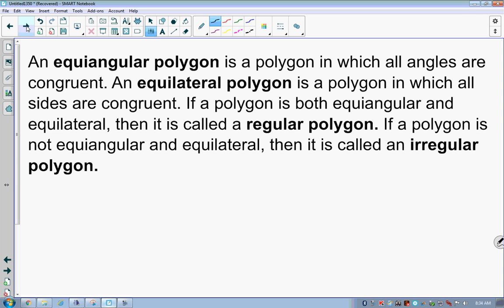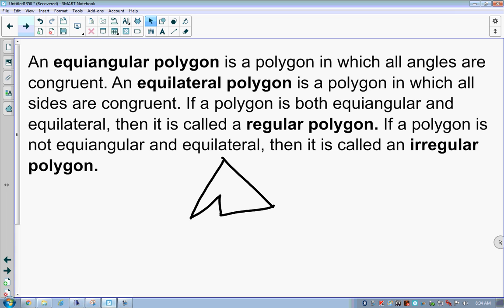All right, let's try to make an example of an irregular polygon. Okay, something like that. All the angles aren't equal. All the sides aren't equal. It is a polygon. It's made up of line segments that connect at endpoints, but that's all it is. So that's what we would call an irregular polygon.